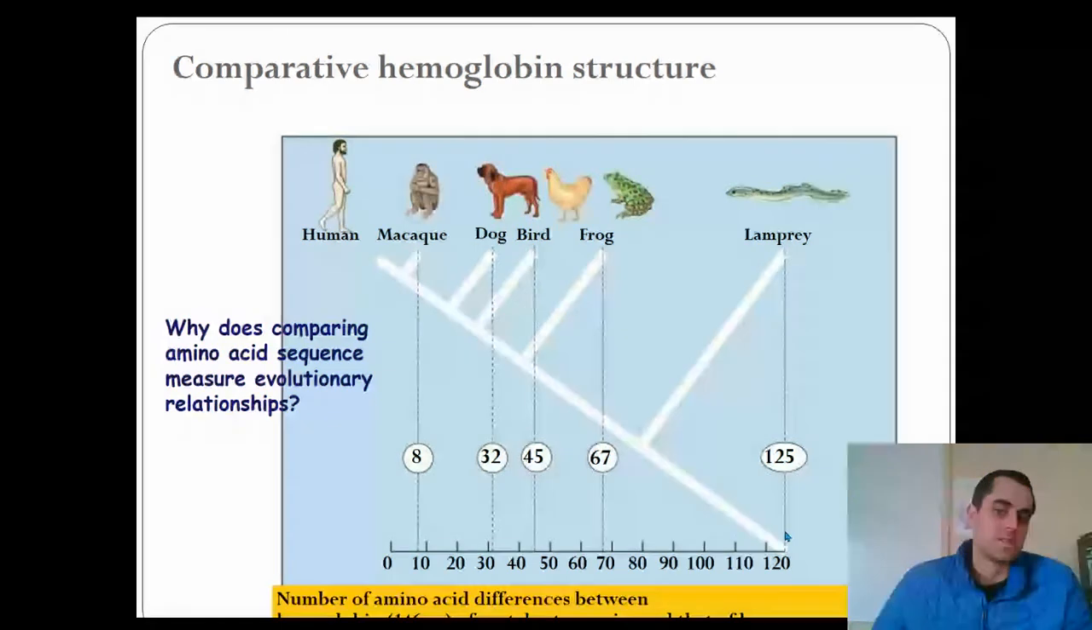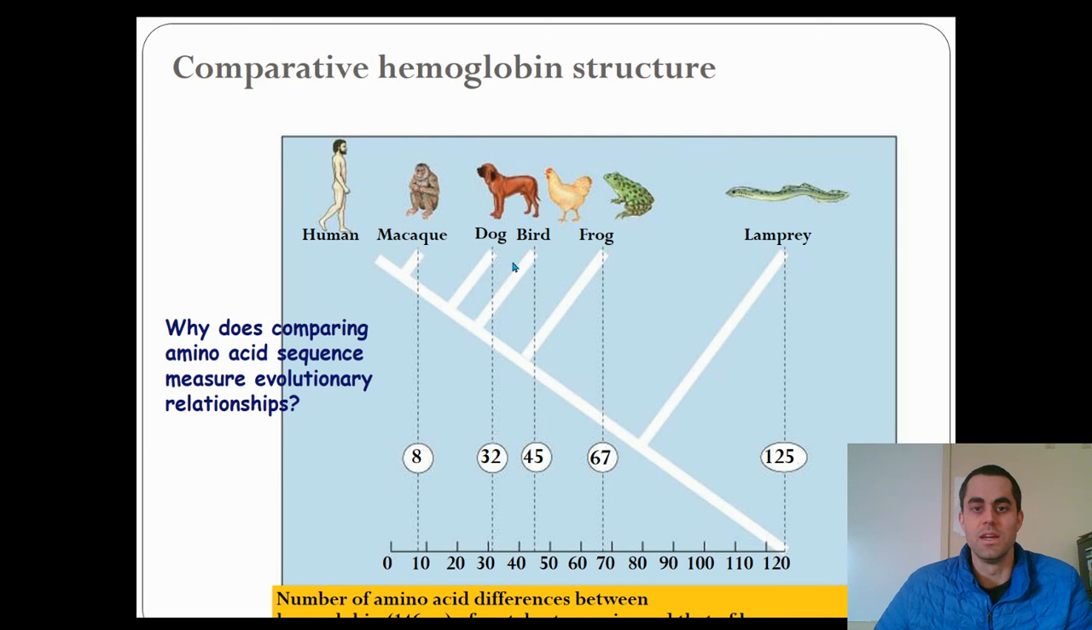This is called a cladogram, but it's showing the same thing. This is, again, looking at an amino acid sequence, showing that with macaques, another type of primate, we have about 8 amino acid differences. So that's pretty closely related, whereas a dog has 32. Not very closely related, but more closely related than a lamprey, which is one of the most ancient organisms we have alive today.